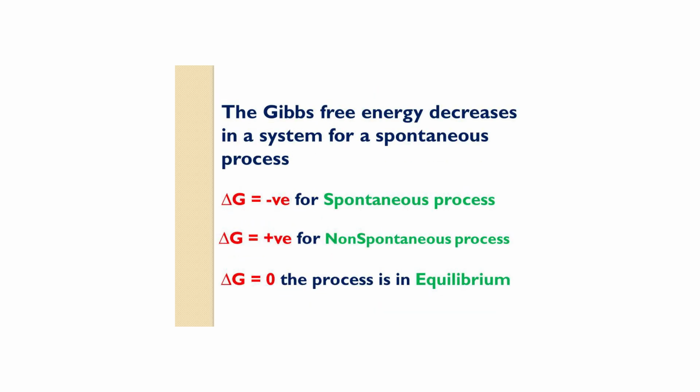Here, Gibbs free energy decreases in a system for a spontaneous process. What about the value of delta G? Delta G is negative for a spontaneous process. If delta G becomes positive, the process is non-spontaneous. And if delta G is equal to 0, the process is at equilibrium.